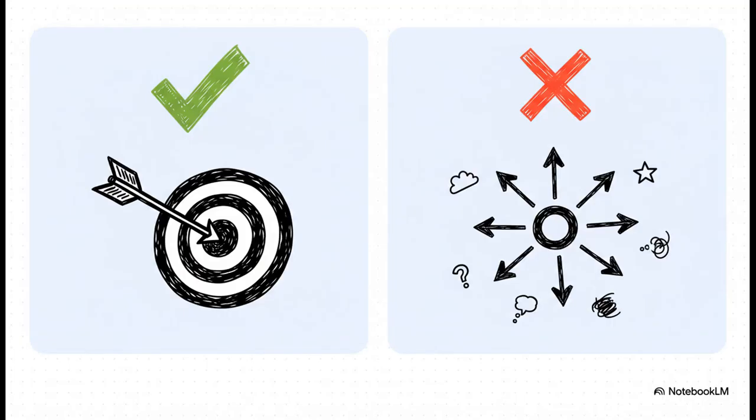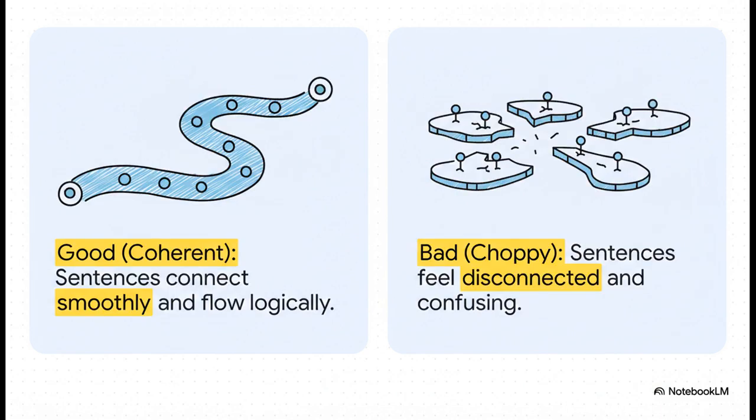Mistake number 1 is what we call a lack of unity. A good paragraph is unified. It's all about one single idea. A bad paragraph, though, is scattered. It's jumping all over the place with different ideas. And you know what? The fix is super easy. The moment you feel yourself starting a new idea, just hit enter and start a new paragraph. Simple as that.